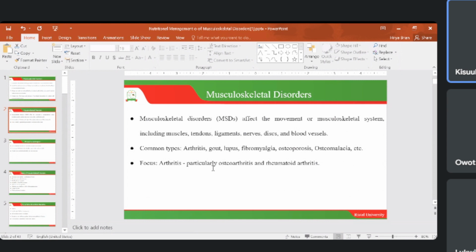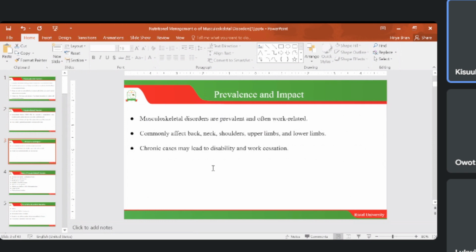And today we are going to put our major emphasis on arthritis, or what people call arthritis. Then other people tend to term it as rheumatoid arthritis. Okay, yeah.